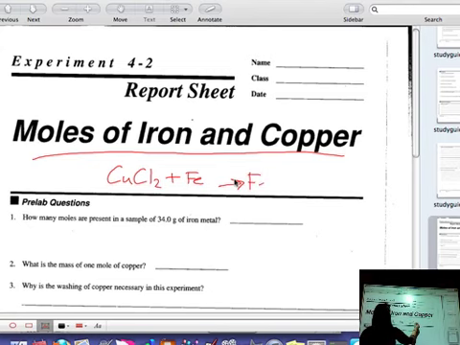So we produce iron chloride of some kind and solid copper. Okay, so what we're trying to figure out here is whether or not we've produced iron 2 chloride or iron 3 chloride. Okay, put a little "or" in there. Okay, we're trying to figure out which one of these is produced in this reaction.